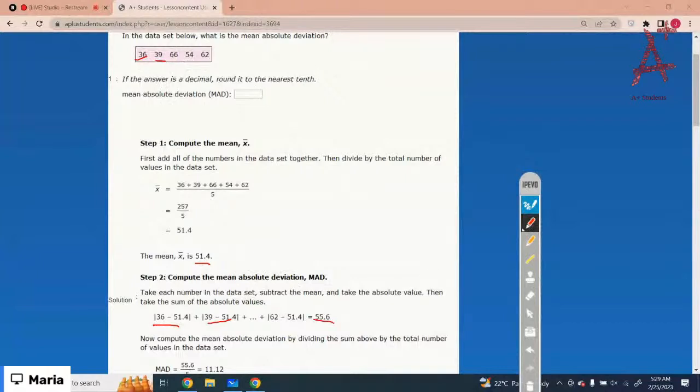You have to calculate the mean absolute deviation. Just divide 55.6 by 5, because the total numbers are 5. That means it is 11.12.